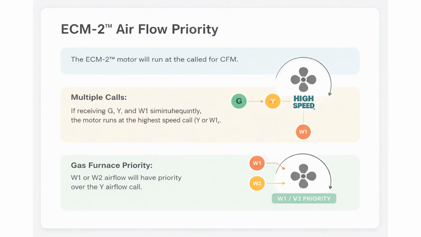However, there is an exception. In a gas furnace application, the heating calls, W1 or W2, will always take absolute priority over a cooling Y call, regardless of which speed is technically higher.